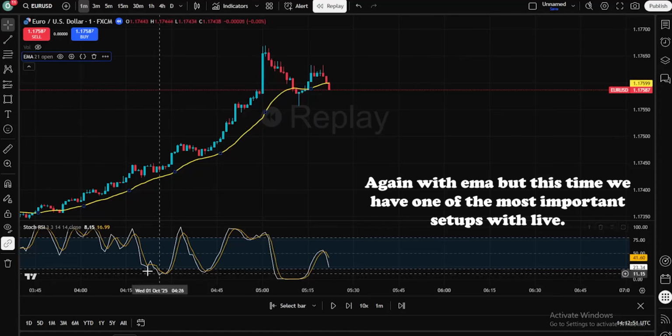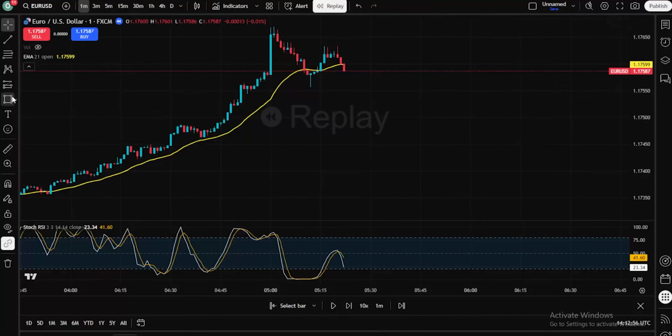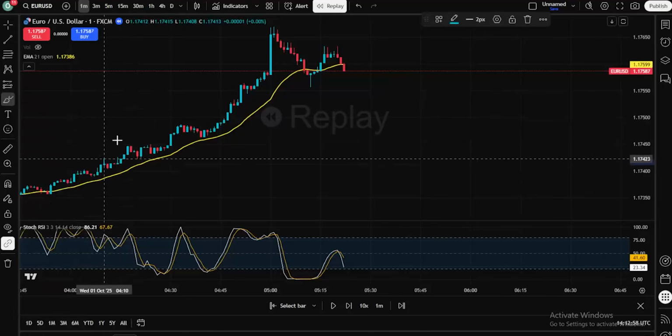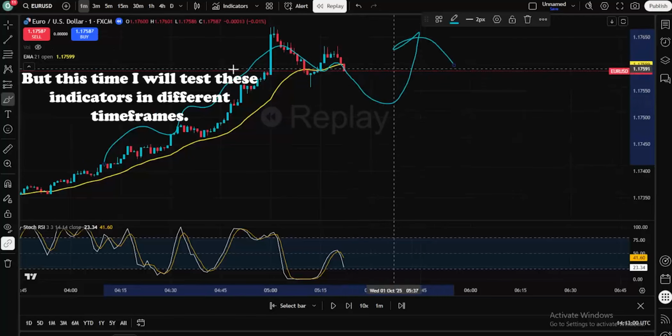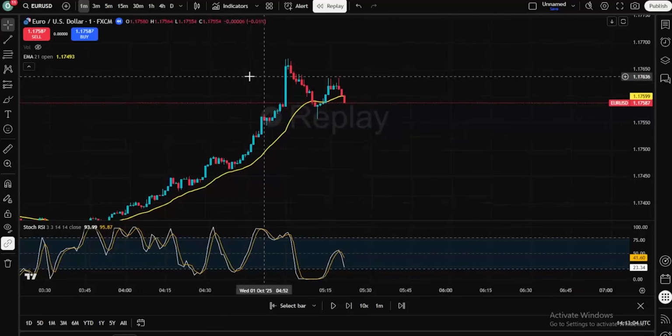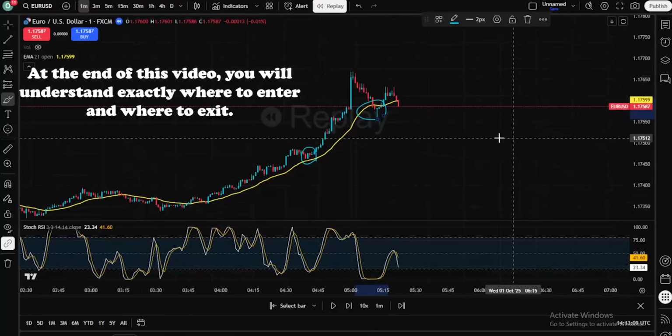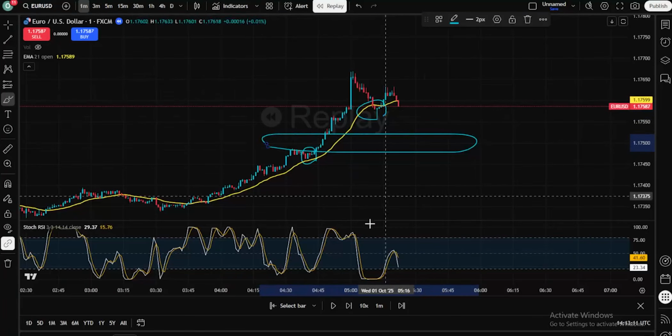EMA with period 21 and source equals open along with stock RSI. But we're going to test it on 3 different time frames, 1, 5, and 15 minutes, to see which one works best. I promise that by the end of this video, you'll have a much better idea of how to enter and exit accurately. Let's go!